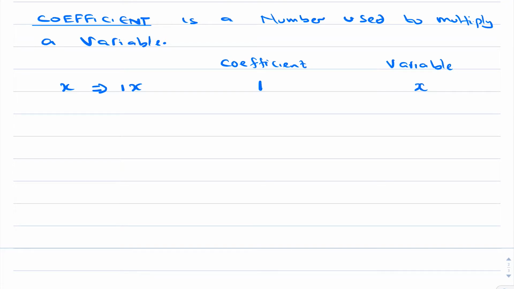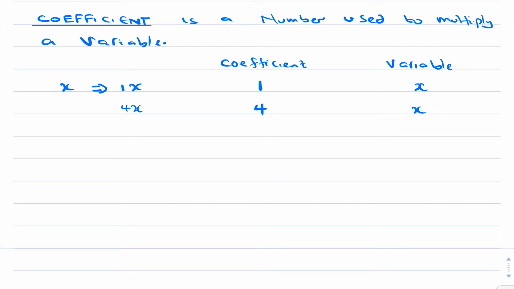If I write 4x, you can guess what the coefficient is. So think about it, pause, and write down what the coefficient is and the variable, then see if you get it. In this case, the coefficient is 4 and the variable is x.